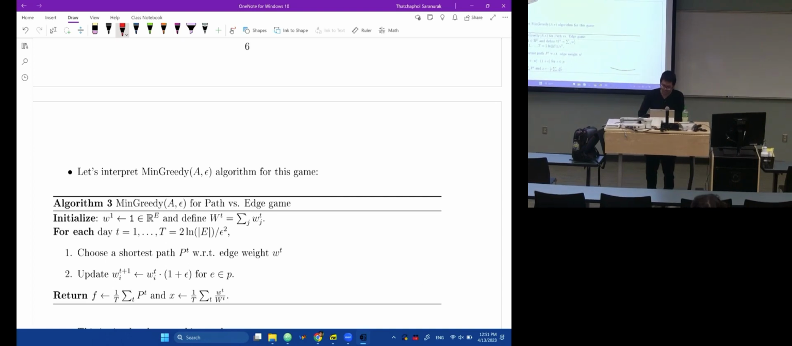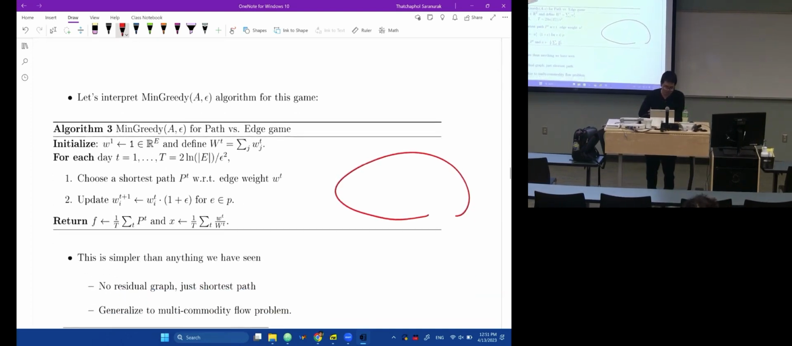So you see, this is such a simple algorithm, simpler than anything we have seen before. There's no residual graph, nothing, just shortest path. And it generalizes to not just one, it generalizes to the multi-commodity flow problem too. It's very robust. And if you think about it, this is really intuitive. If you ask someone to solve max flow, when they don't know anything about algorithms, they might actually come up with this one. Why? Because it makes sense.